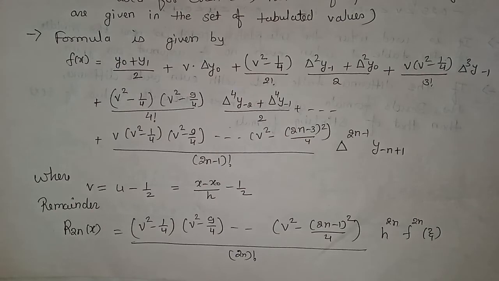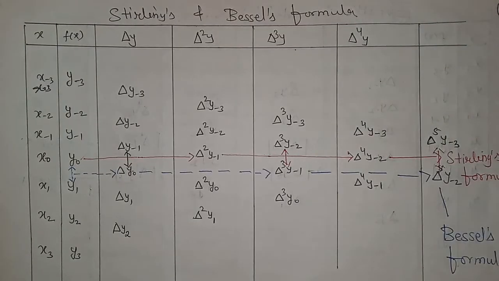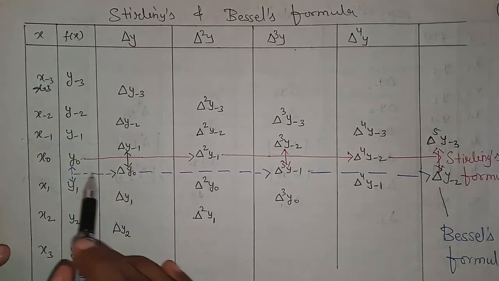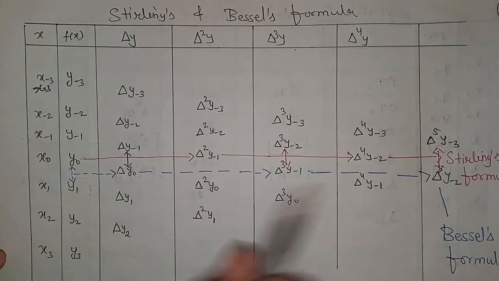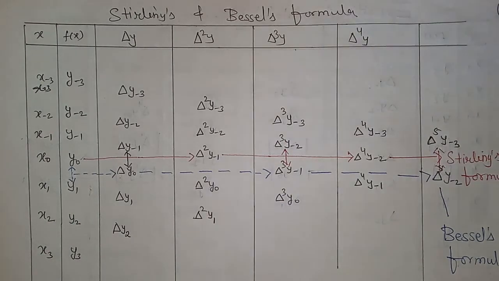Now we will see how this formula is formed in the table. Again let's have a look at this table. We have seen that this red line indicates Stirling's formula. Now we will see Bessel's formula.